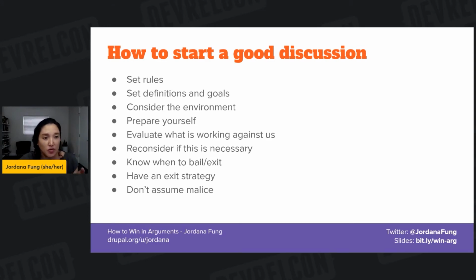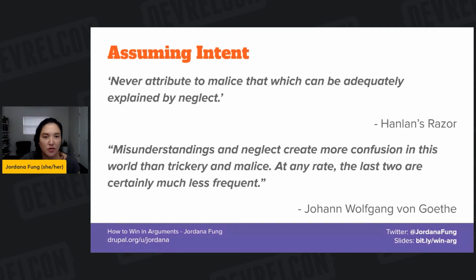Also, understanding what's working against us, right? So language barriers, priorities, all of those kinds of things. And one of the good things to do as well is don't assume malice. Sometimes it's very easy to come to the conclusion that somebody is out to get us, but generally it's usually a misunderstanding.